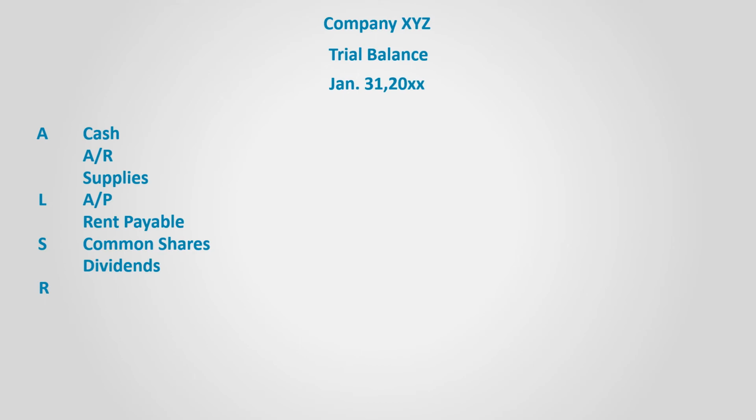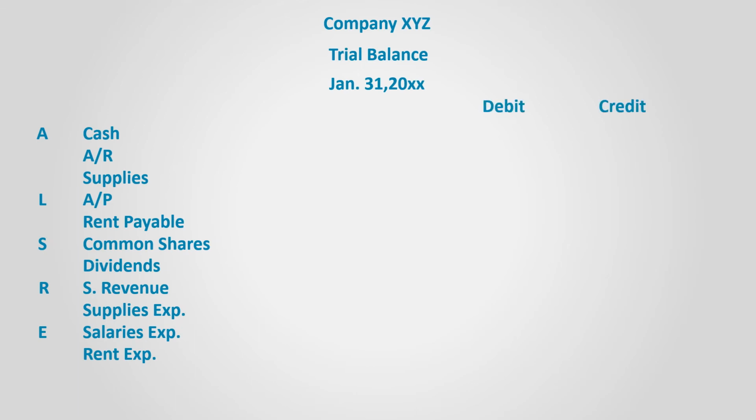In revenues, we have only one account, which is service revenue. In expenses, we will write supplies expense followed by salaries expense and rent expense. We now need to add the debit and credit balances of each account and write them in the equivalent debit and credit columns beside each account in the trial balance.